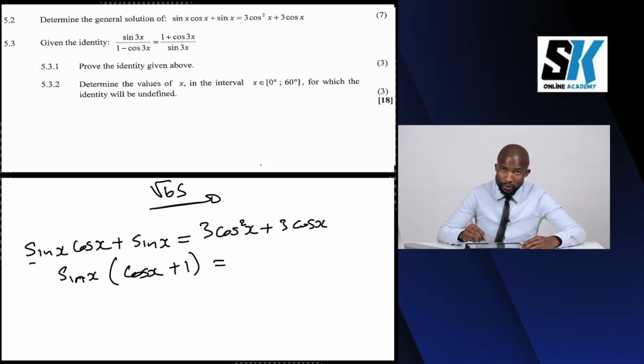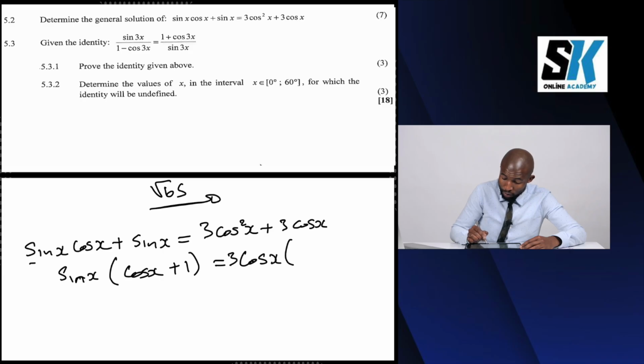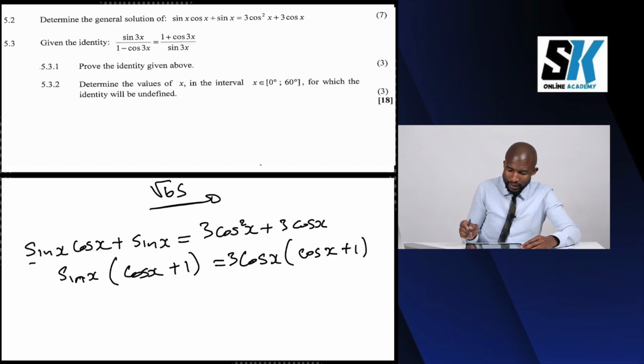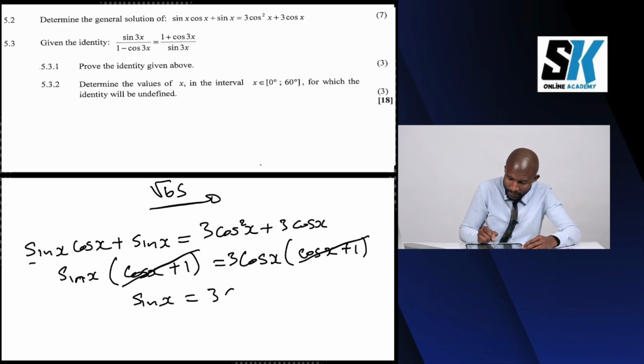on the right hand side of your equation, you can see that you have 3 cos squared x plus 3 cos x. So meaning that 3 cos x, by the way, is the one that is common in both sides. So you're going to be left with cos x plus 1. So now that you can see that you have cos x plus 1 on both sides, if you divide by cos x plus 1 on both sides, you would cancel out this cos x and also that other cos x. So now you are left with sine x being equal to 3 cos x.